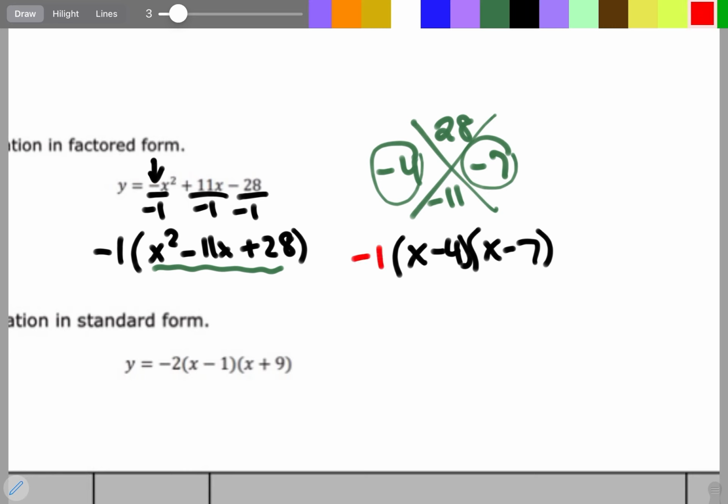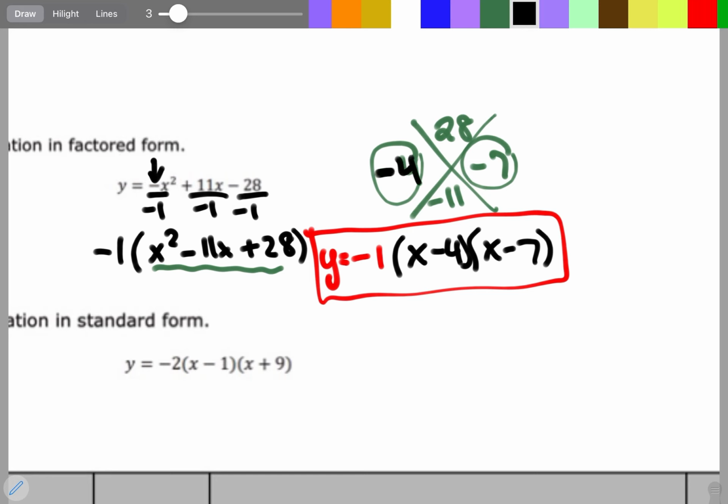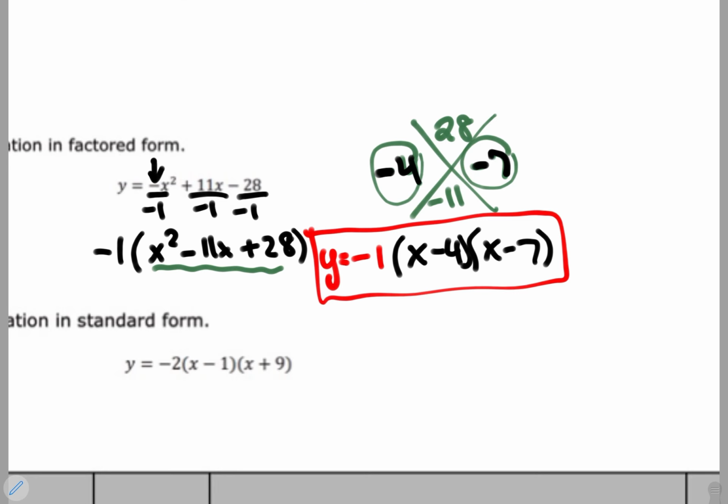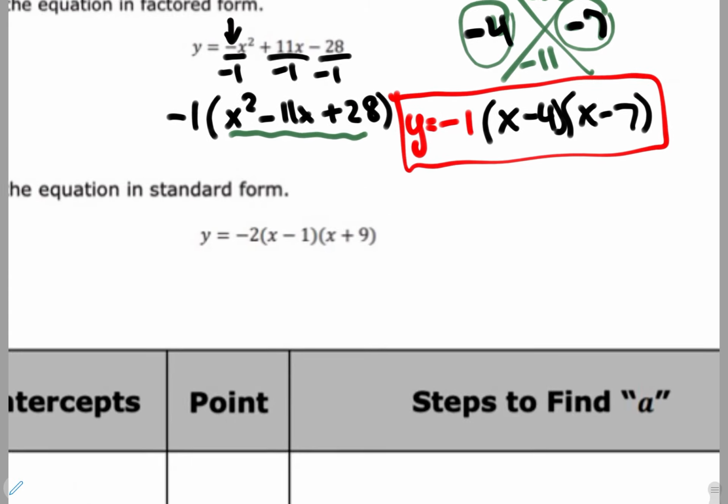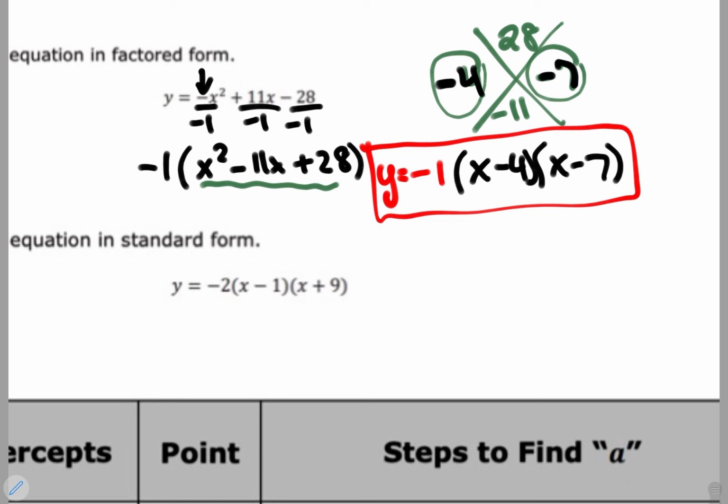Still got the negative 1 out front as our a value. This is how it would look. Can't forget how to play this game right here with two numbers, negative 4 and negative 7, in order to factor this thing out. Again, these special two numbers, if I ever want to change them to standard form, I'm going to add them together to get my middle term. I'm going to multiply them together to get my last term. That's going to help us move into this next problem here.